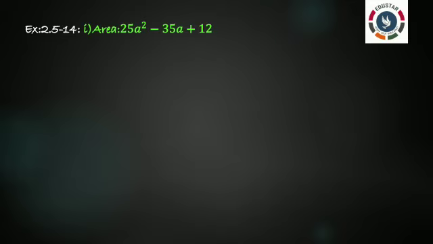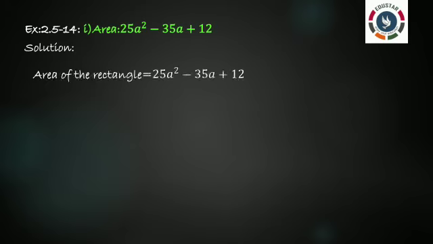Now see the algebraic expression clearly. This is a quadratic polynomial. So first you have to factorize this quadratic polynomial. So which method are we going to use here? By splitting the middle term. So what is our first step here? We have to multiply the a square term into the constant term. So 25a square into 12 is what? 300a square. And your middle term is how much?